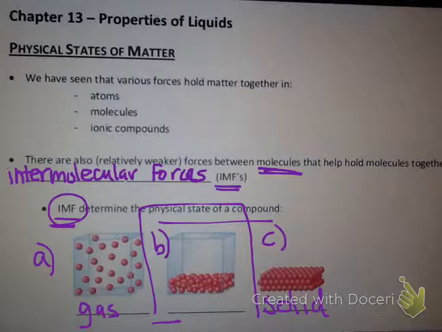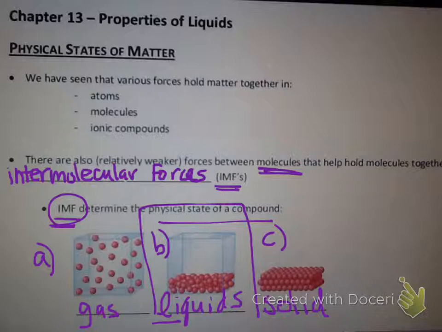What we're going to be talking about in this chapter, and we're actually going to get to solids and gases as well, but we're going to start off by talking about liquids. So what have we learned about liquids so far? We've learned that liquids are intermediate between gases and solids. They contain particles that are close to one another, as shown here, but they have fluidity, which means they can assume the shape of a container.